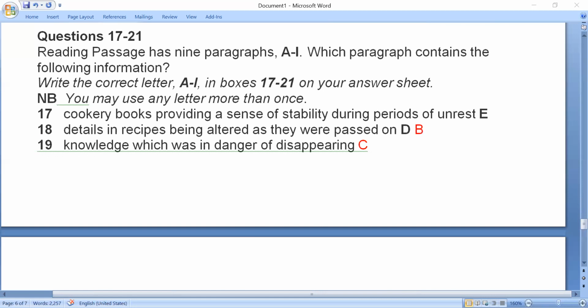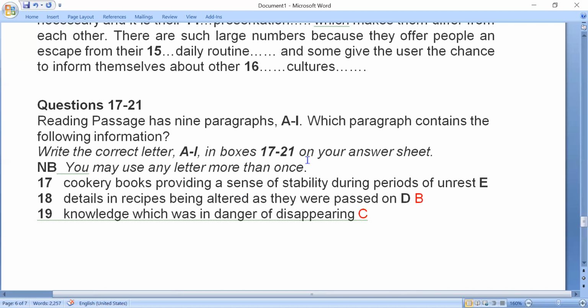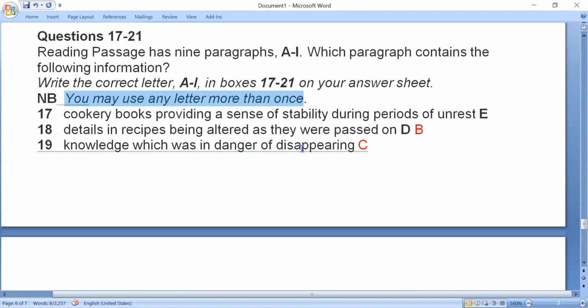Turn off the TV. You have watched TV so many times. Look at this one as well. You may use any letter more than once, okay?